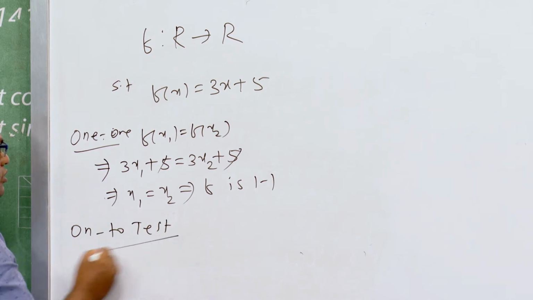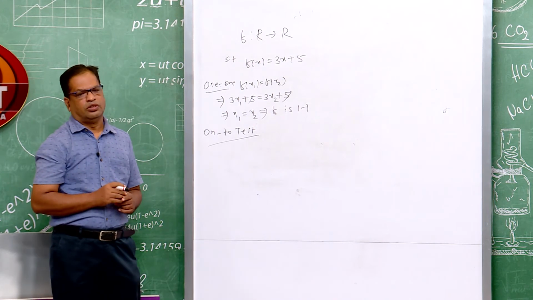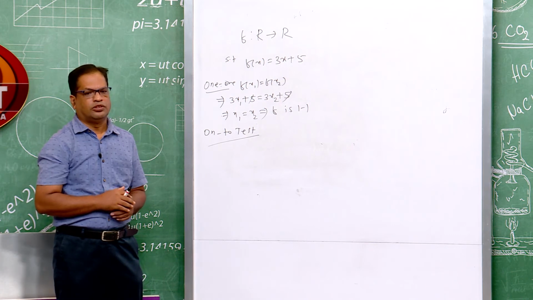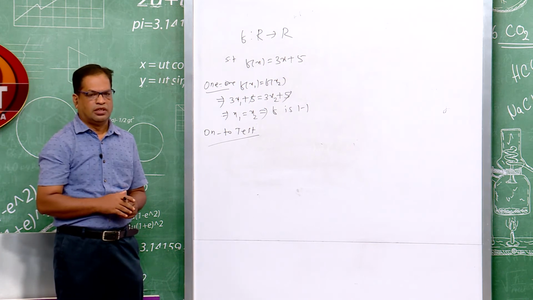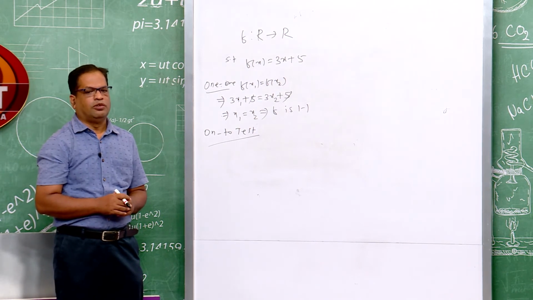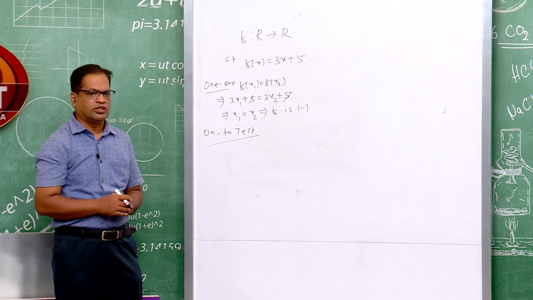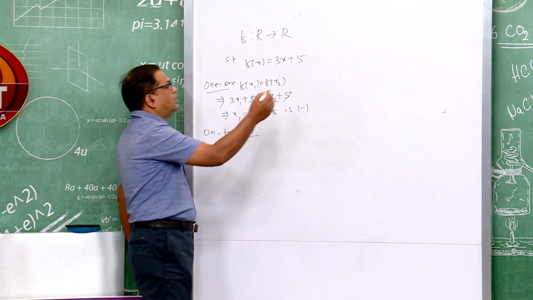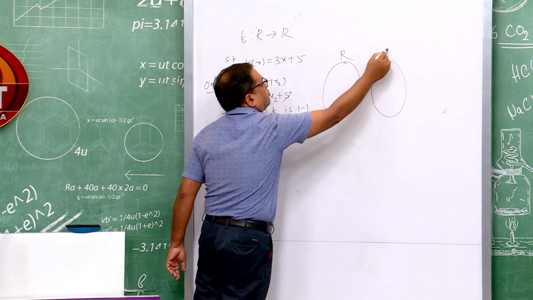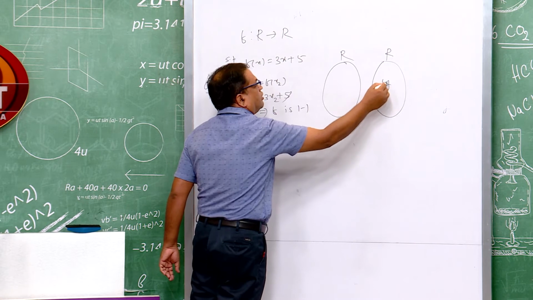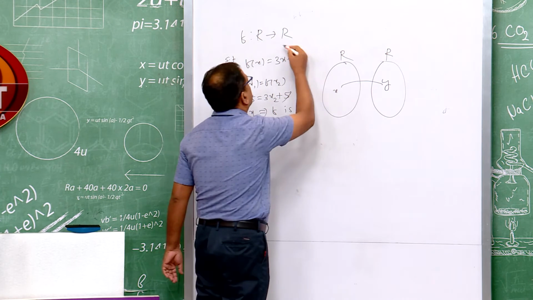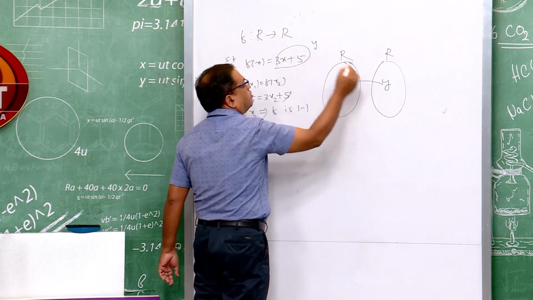When a function is onto, if f is a function from X to Y, if all the elements of Y are related, then we say the function is onto. That means, for every small y belonging to capital Y, there is an x belonging to X such that f(x) is equal to y. Here both X and Y are the real number system. So, for y we should get an x. What is your y? y is 3x plus 5.